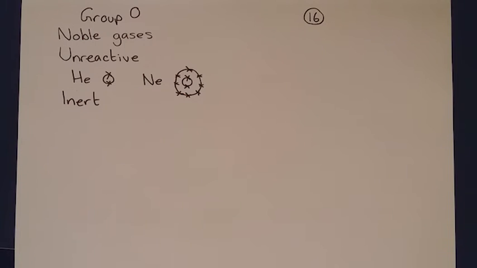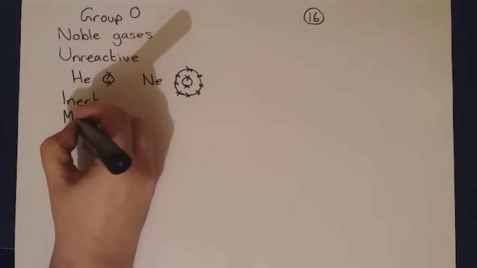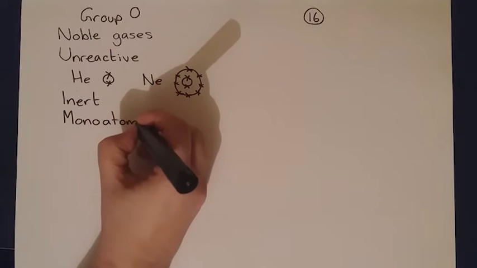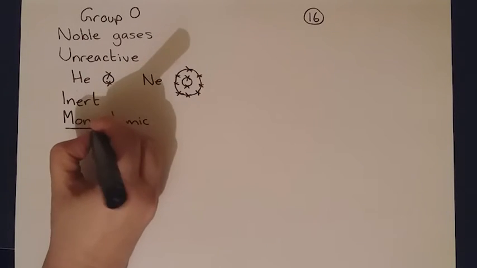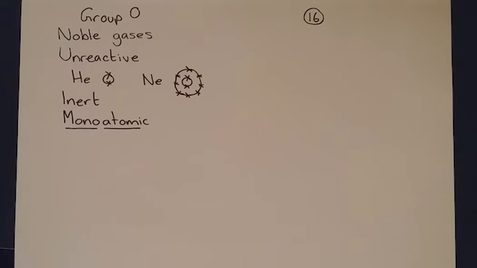As well as being unreactive because their outer shell of electrons is full, they are monoatomic. Mono meaning single, atomic, atom. So unlike oxygen, which exists as 2 oxygen atoms joined together to make an O2 molecule, the noble gases exist as single atoms. And again, the reason for this is that they've got a full outer shell of electrons already, so they don't need to lose, gain or share electrons to become stable.